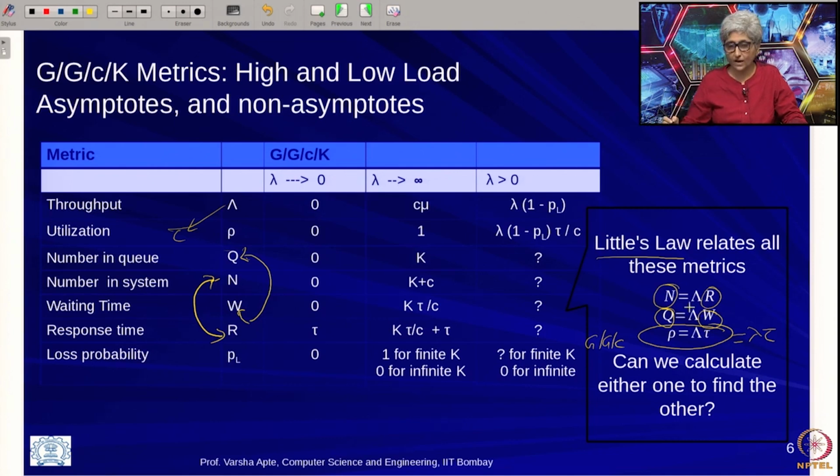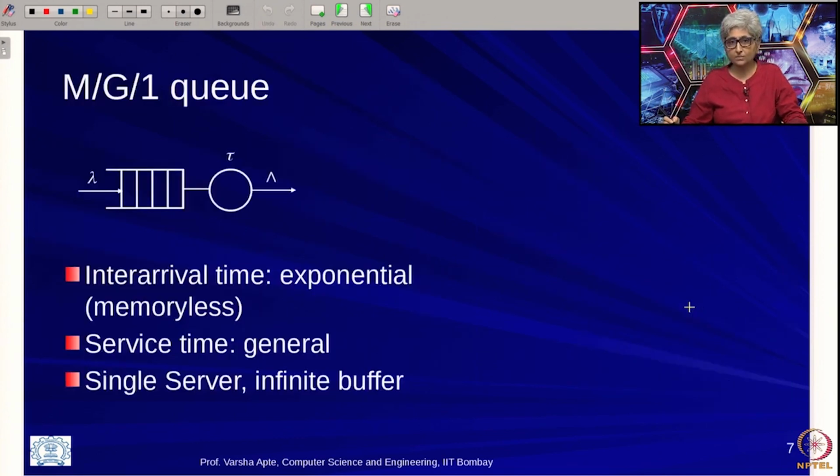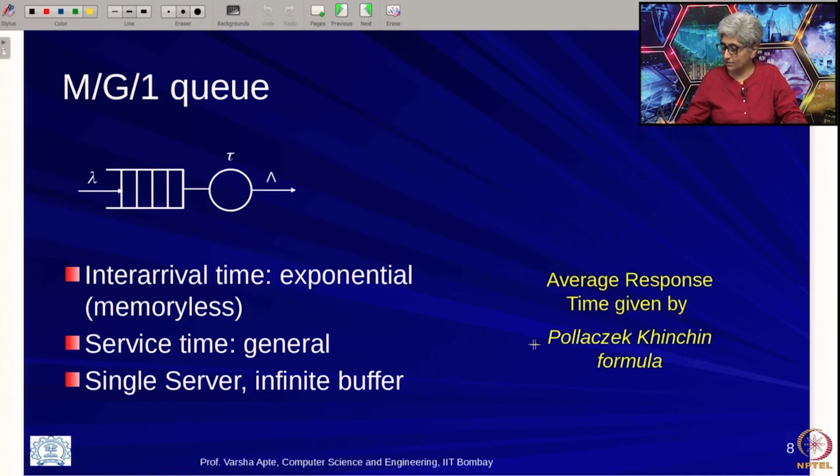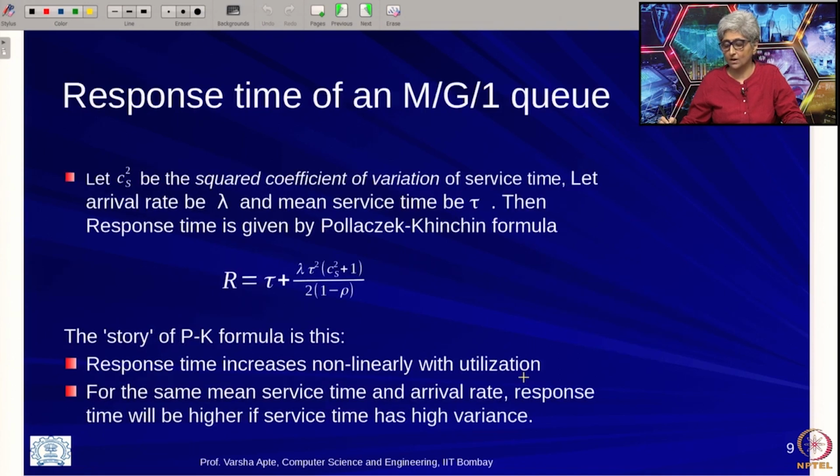It turns out that the average response time formula does exist for the MG1 queue. What is the MG1 queue? Inter-arrival time is exponential, meaning memoryless. So the M, remember, is for memoryless. Service time is general, that is the G, and we have a single server and infinite buffer. For this queue, a formula for response time exists. The name is the Pollaczek-Khinchin formula. We are not going to prove it in this course. I am just going to state the result and do some examples so that you can understand it.